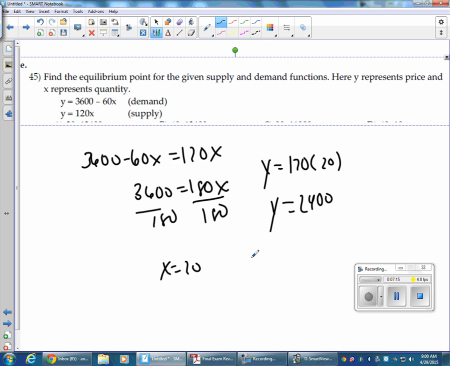So at 20 is our quantity, we would have $2,400. So that'd be our price. This will be our number.